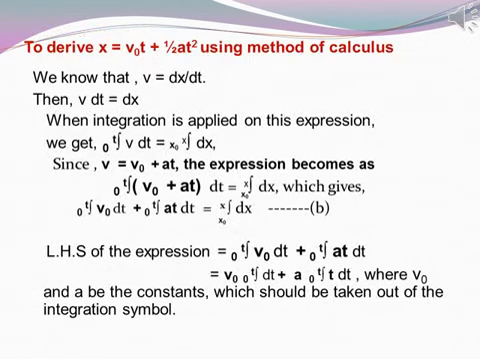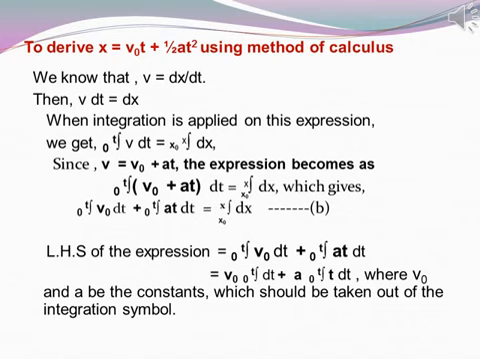Now, I am going to derive the second kinematic equation, which is x = v0 t + 1/2 a t^2, using the method of integration. We know that v = dx/dt. Rate of change of displacement gives velocity, which is instantaneous velocity. Then v dt = dx.